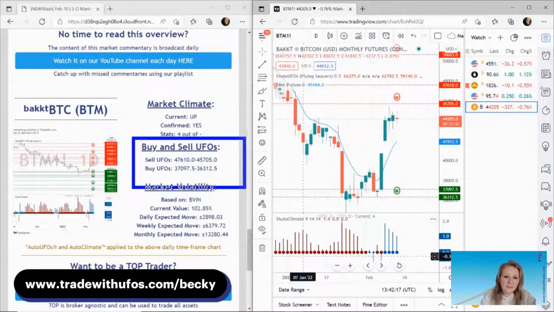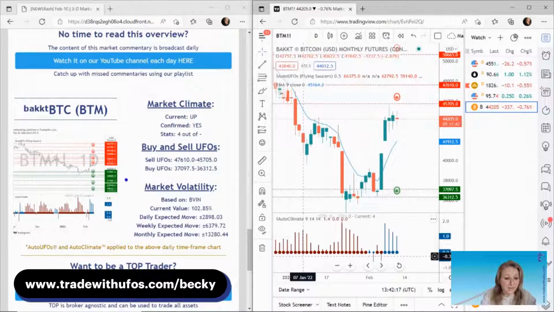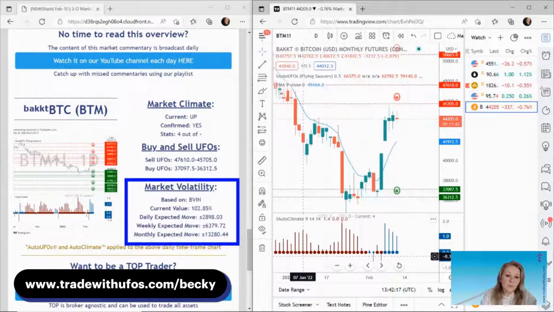Then we looked at buy and sell UFOs. Where do we have buyers and sellers on the chart that could push price up or down respectively? And we looked for our auto UFOs to help us. The green ones showing us buyers, the red ones showing us sellers. We then looked at market volatility, which is how quickly we expect these markets to move, or more, how far we expect them to move within given periods of time. And we looked at a yearly move, a daily move, a weekly move, and a monthly move, again, either up or down.